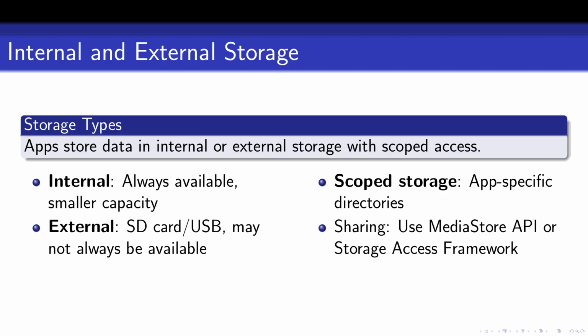Android apps use internal and external storage for data persistence. Internal storage is always available but has limited capacity, ideal for small private files. External storage, like SD cards or USB drives, offers more space but may not always be accessible. Scoped storage restricts access to app-specific directories, while the Media Store API enables sharing media files, ensuring secure and flexible data management.